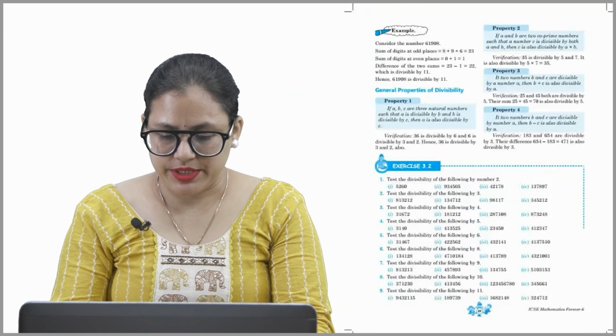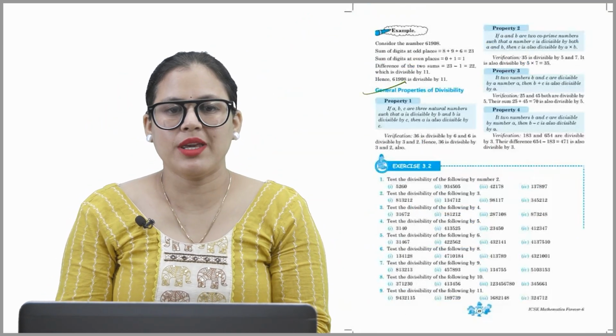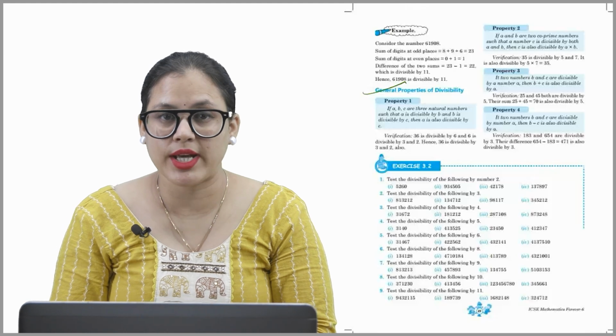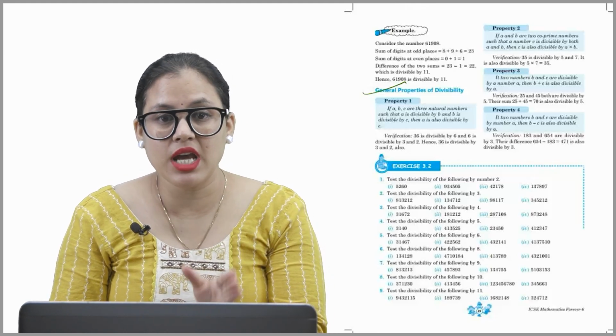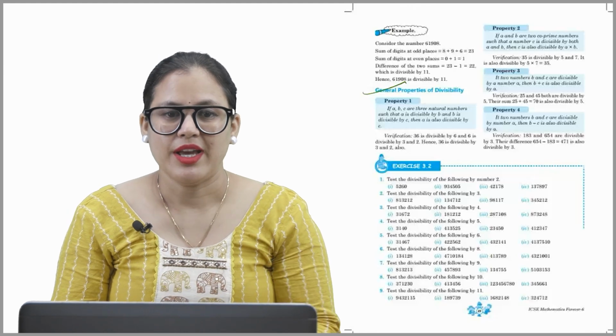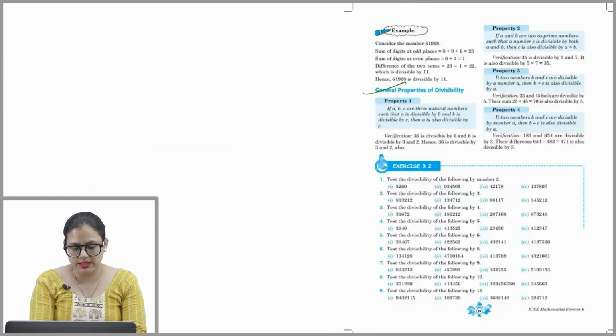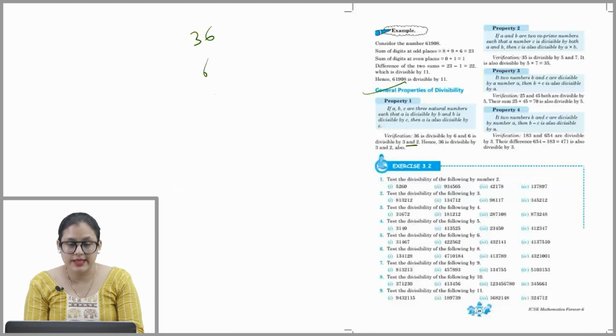General properties of divisibility. Property 1. If A, B, C are 3 natural numbers such that A is divisible by B and B is divisible by C, then A is also divisible by C. Verification: 36 is divisible by 6 and 6 is divisible by 3 and 2. Hence, 36 is divisible by 3 and 2 also.